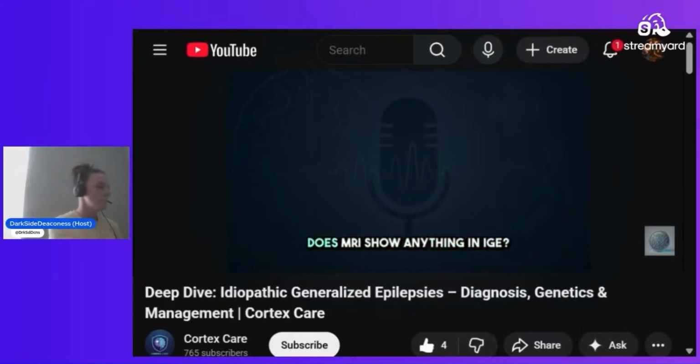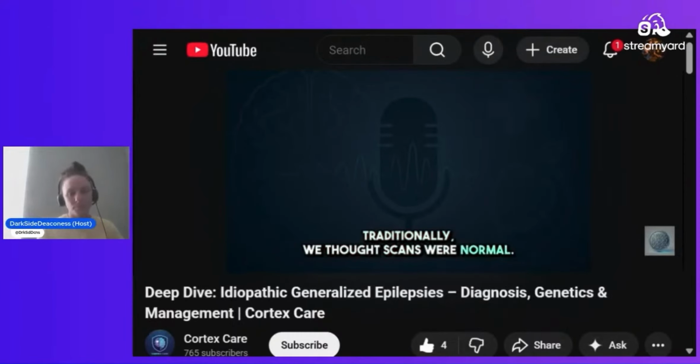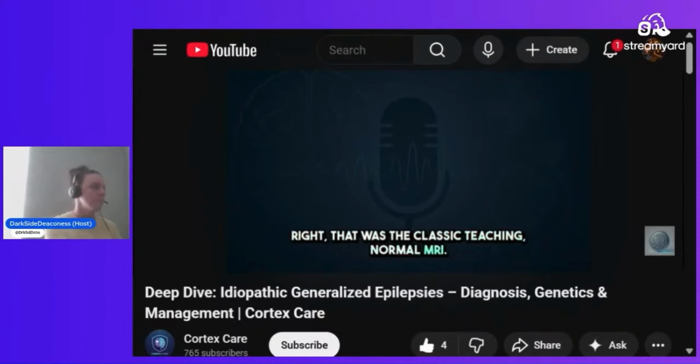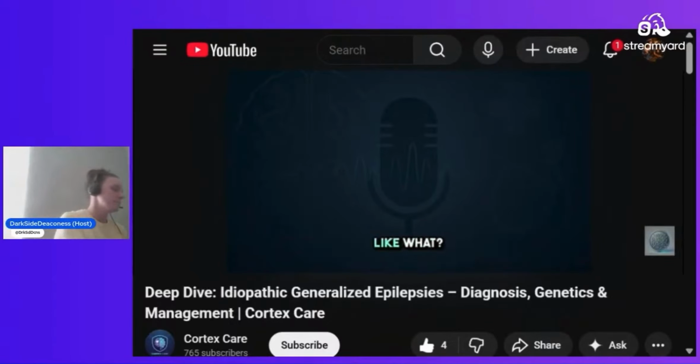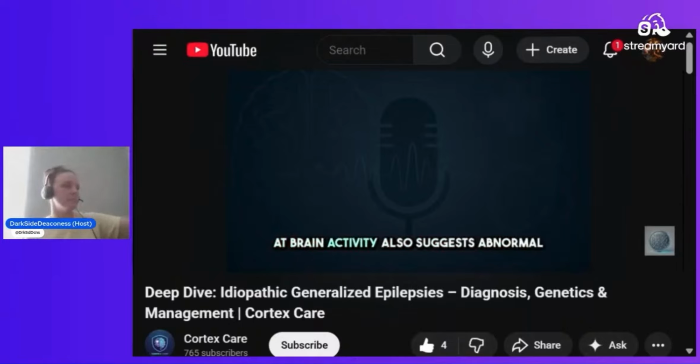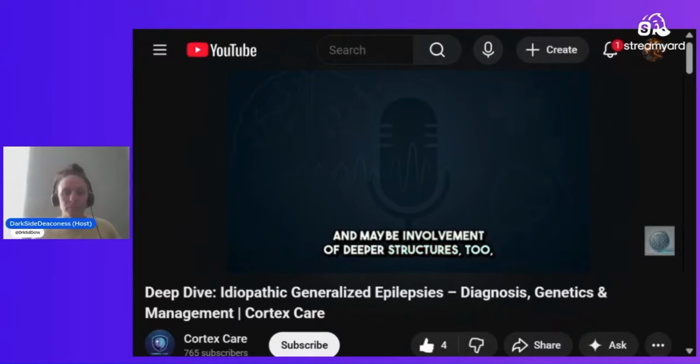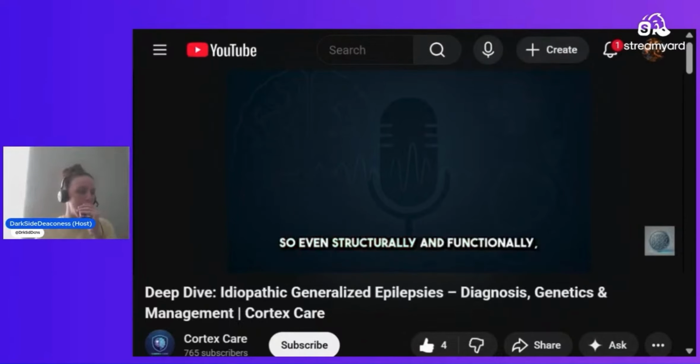What about imaging? Does MRI show anything in IGE? Traditionally, we thought scans were normal. Right, that was the classic teaching, normal MRI. But more advanced imaging techniques are starting to show subtle differences. Like what? Things like maybe slight reductions in volume, a bit of atrophy in certain areas, particularly the frontocentral parts of the cortex. Okay. And functional imaging, looking at brain activity, also suggests abnormal function in those cortical areas, and maybe involvement of deeper structures too, like the basal ganglia or even the cerebellum. Interesting. So even structurally and functionally, it's not quite as normal as we once thought.